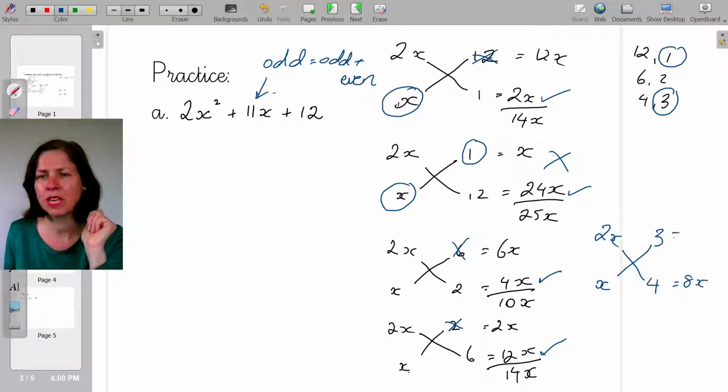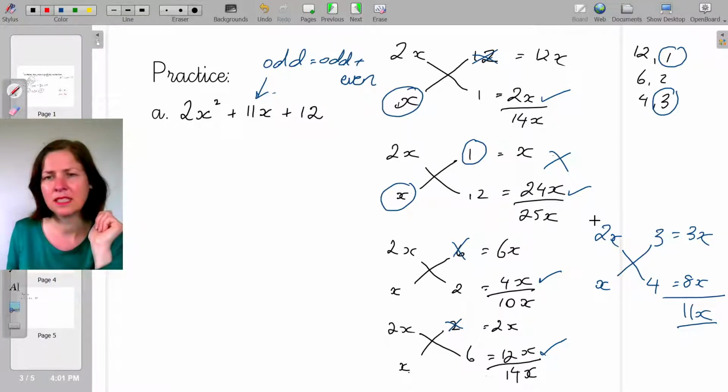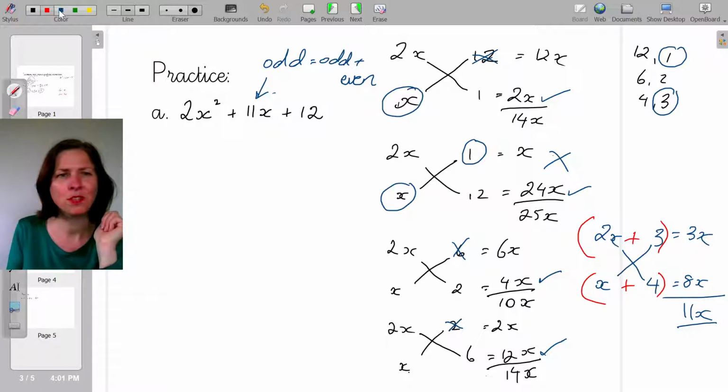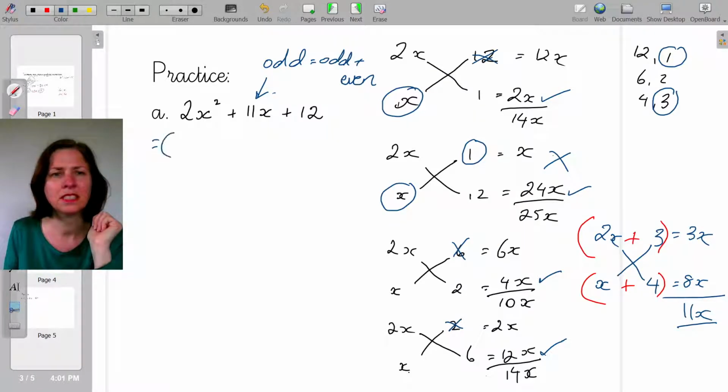x times 3 gives me 3x. Add them together and I get 11x. Bingo, that is what I'm looking for. So I put my brackets here. And that's going to be added because that's positive 3 and that's positive 4. Pretty soon you can be sure we'll be getting to some negative numbers. And so then I just write my brackets. I get 2x plus 3 times x plus 4.